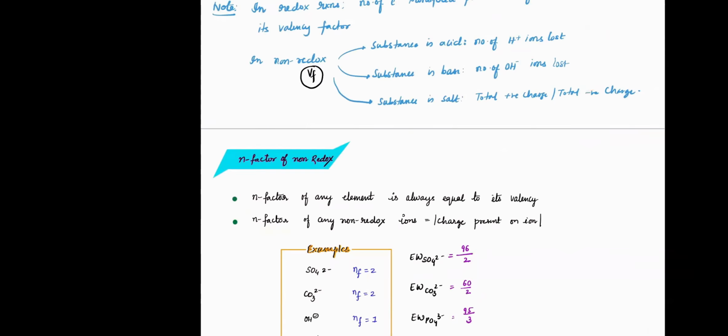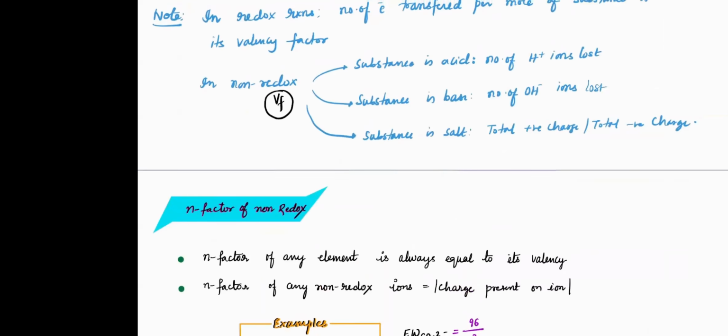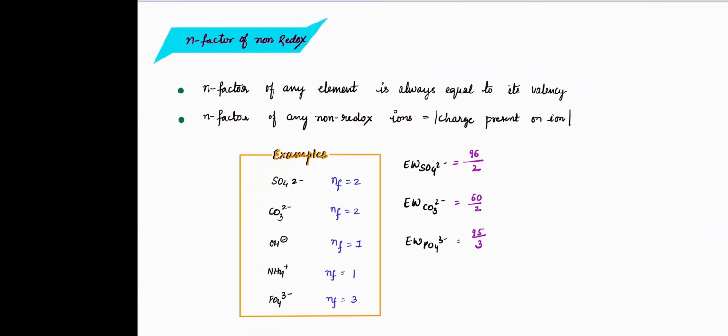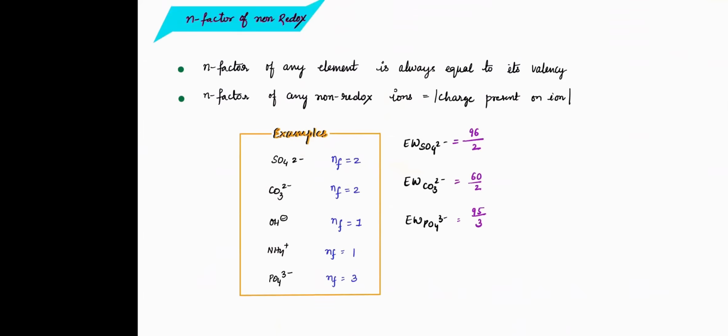So first make sure that you are clear with the definition of non-redox. For a non-redox, how do we calculate the valency factor if it is acid, base, or salt? In non-redox, the broad classification of compounds is these three only. That is how many H plus, how many OH minus, and how much is the total positive charge. For non-redox also it is clear, I guess, everybody. If you are still writing, the first thing you do is write the equivalent weights.